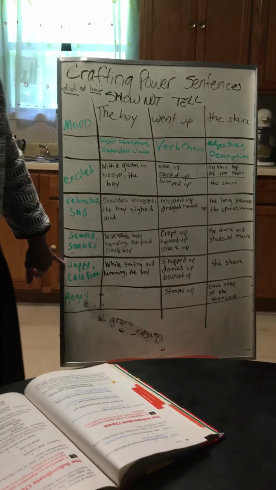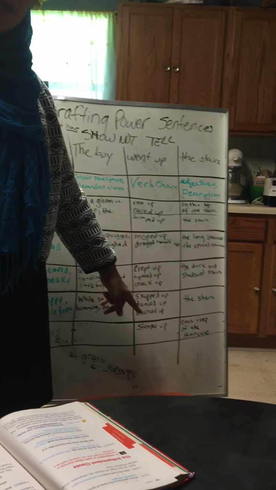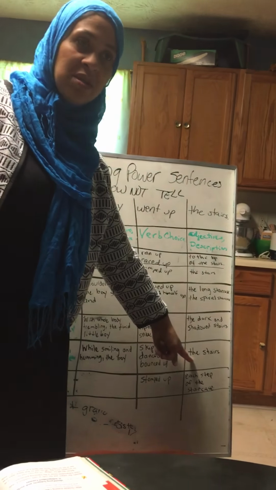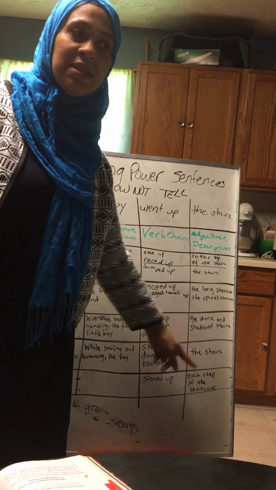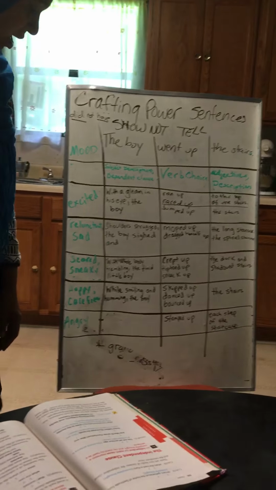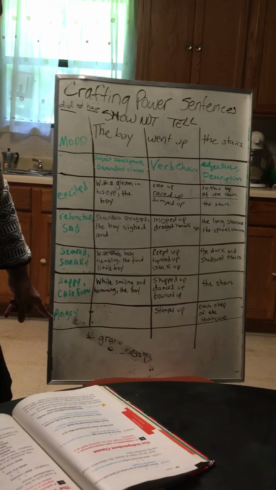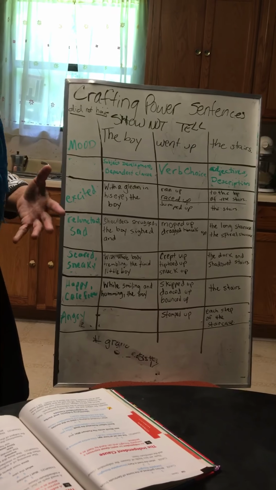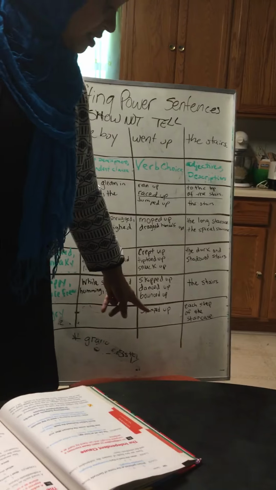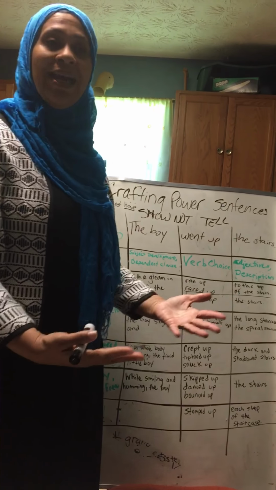So anyway, the next emotion was happy and carefree, and we used skipped up, danced up, and bounced up, and we just simply kept it as the stairs, because like I said, you don't have to overload the sentences when you're developing and crafting power sentences. All right. We went to angry, and we wanted to really give some type of emotion to that. So we said stomped up each step of the staircase. So every step of the staircase, he's just stomping, stomping, stomping, just to show and not tell.